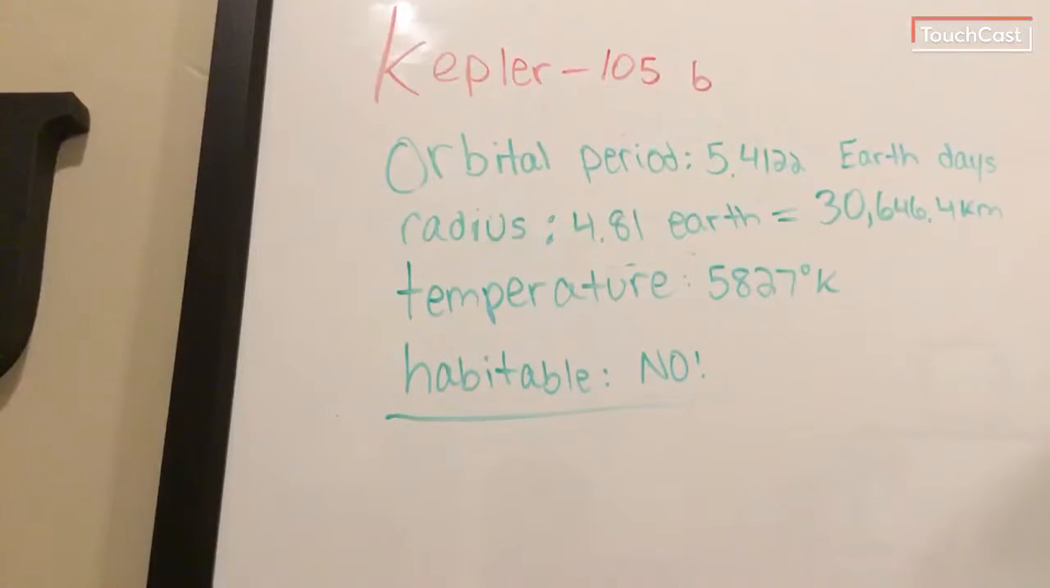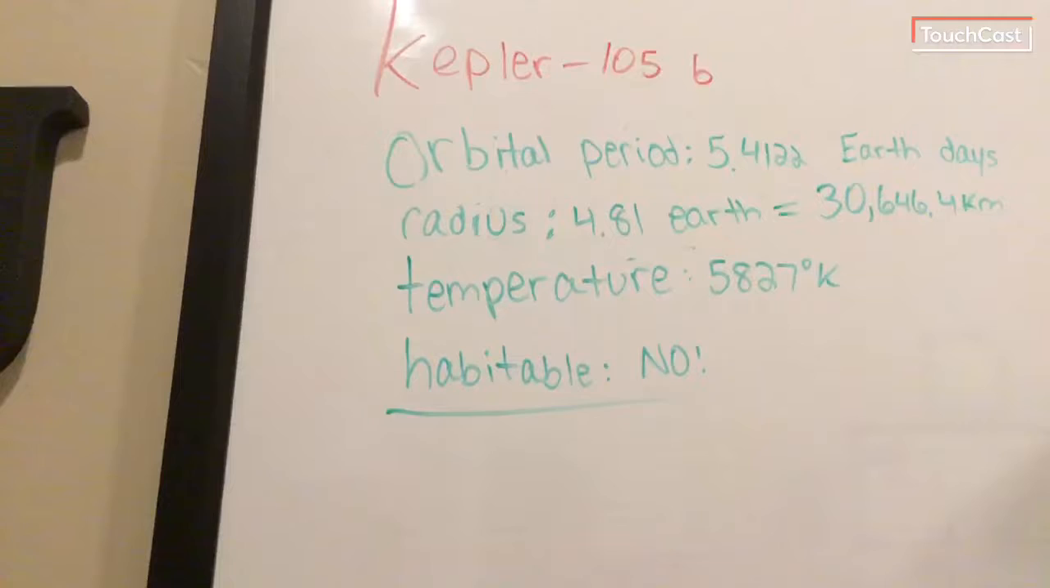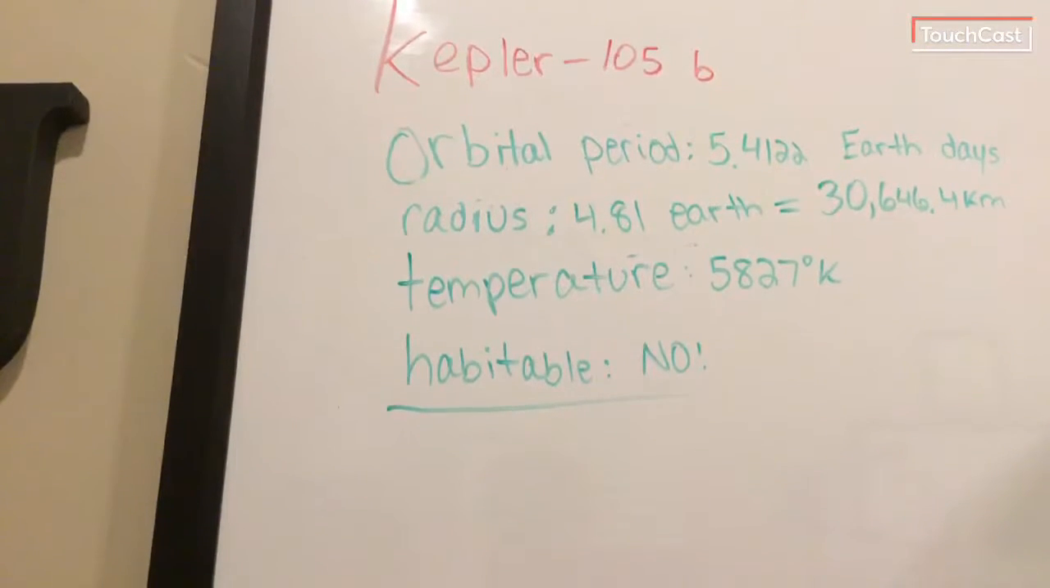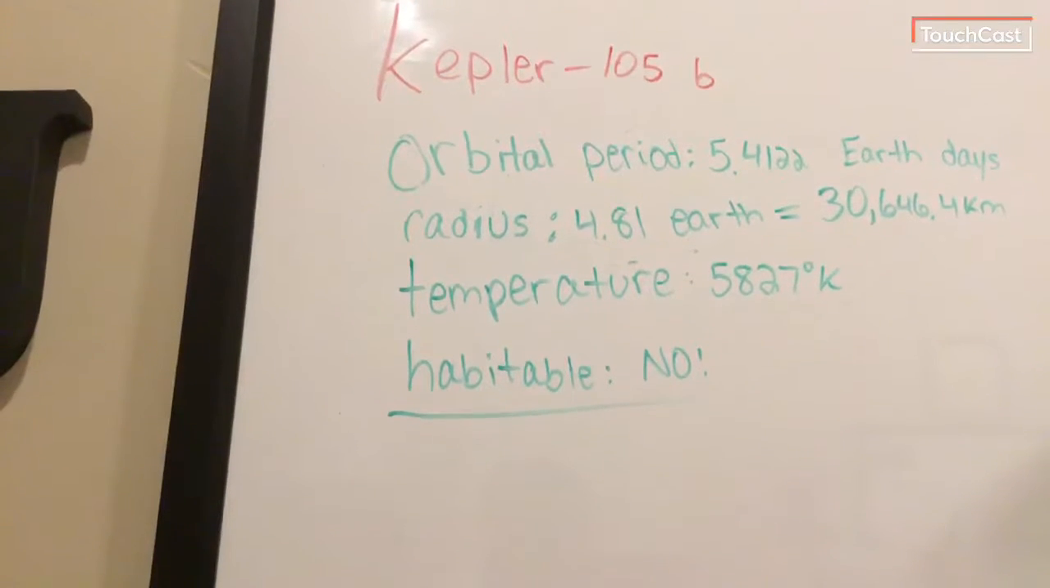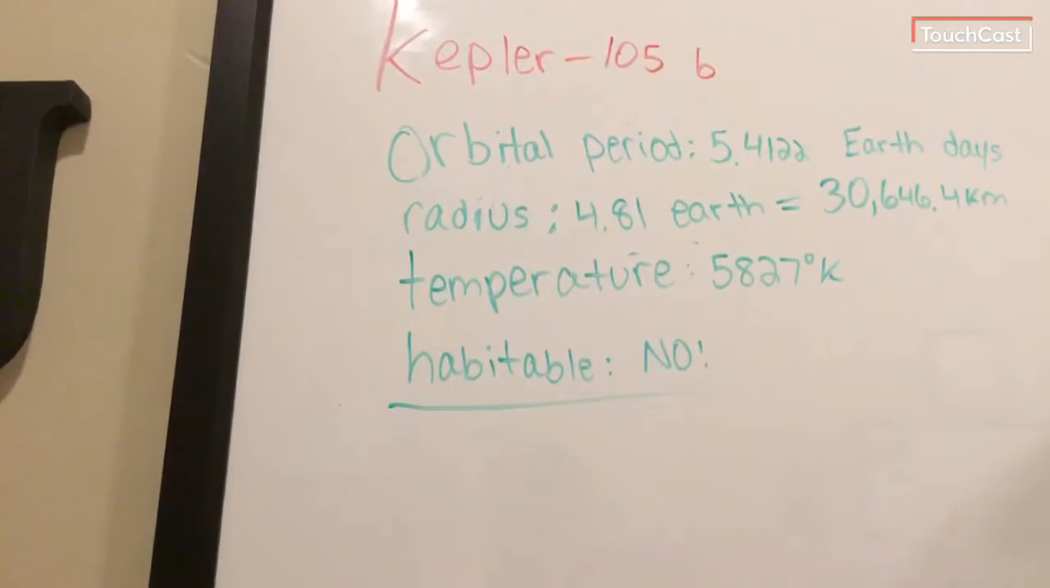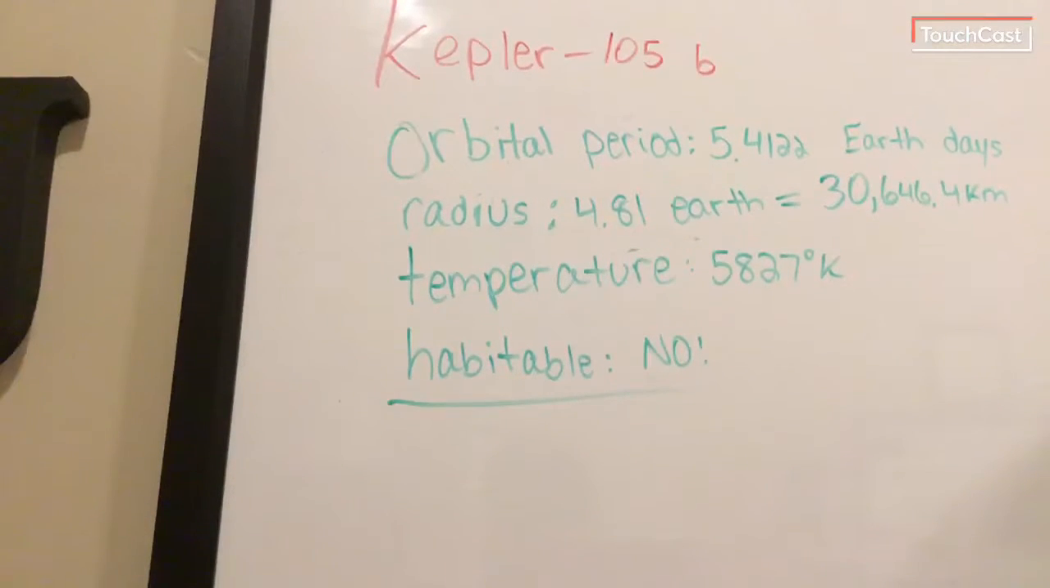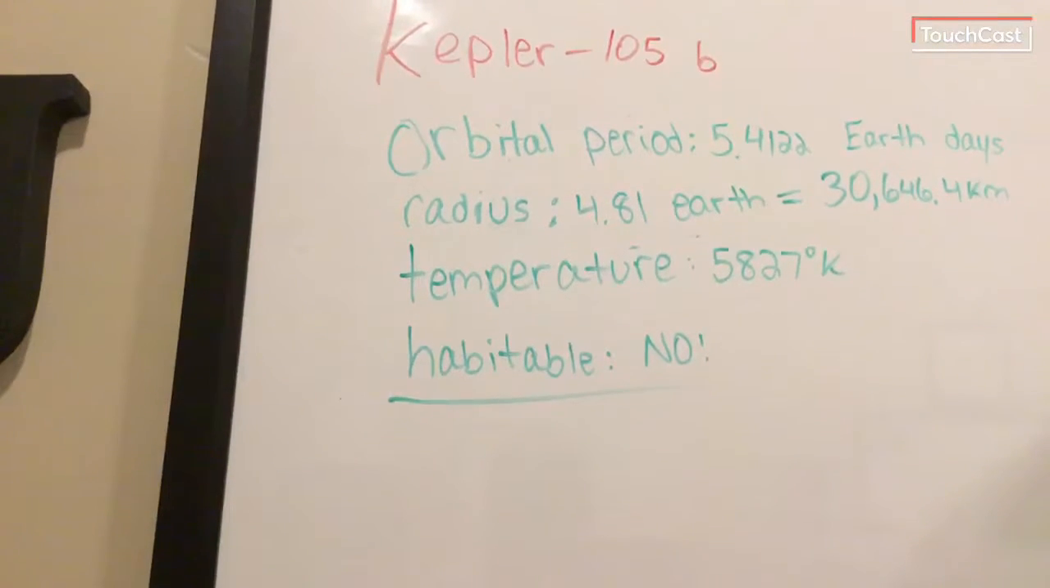Its metallicity is negative 0.19 plus or minus 0.1, making it 0.178 less than the sun's metallicity, 0.012. Metallicity is used to describe the abundance of elements present in an object that are heavier than hydrogen or helium. The orbital period of Kepler-105b is 5.4122 Earth days, about 68 times shorter than Earth's orbital period.